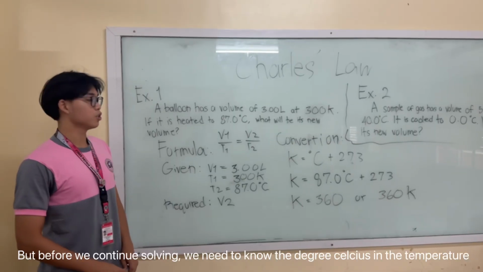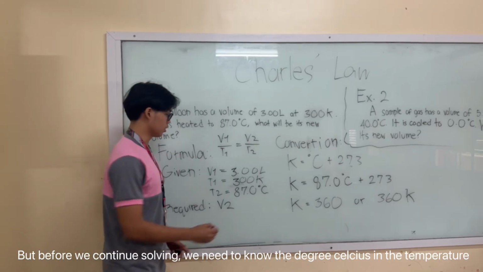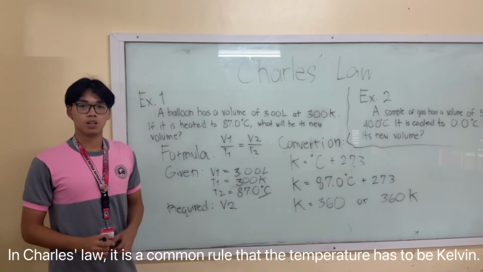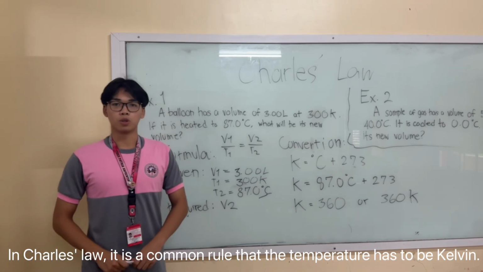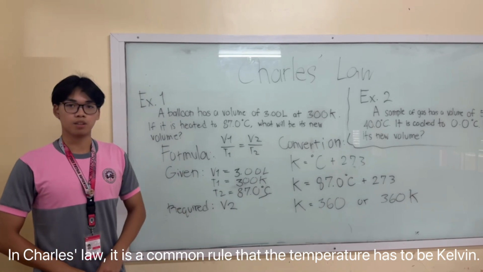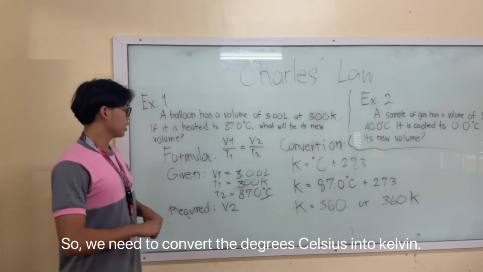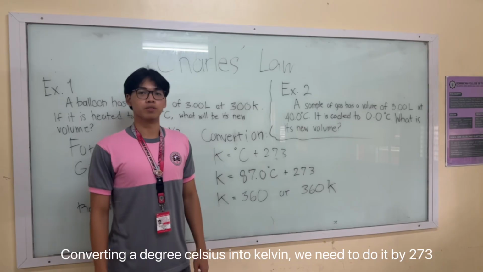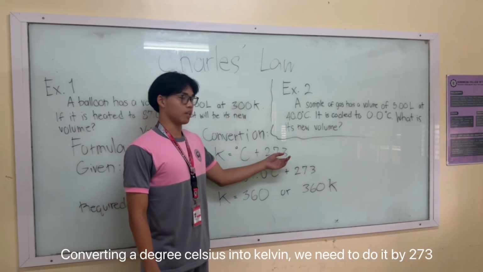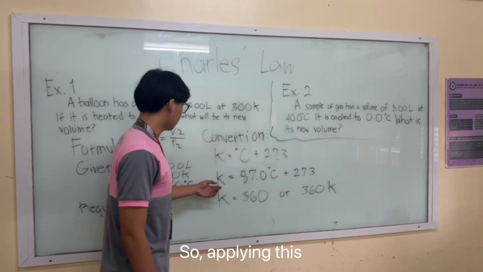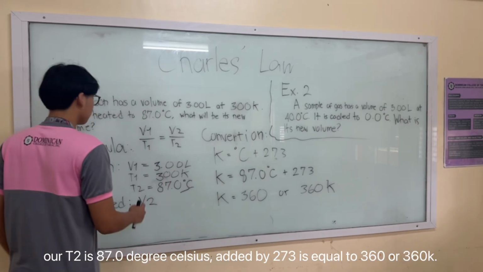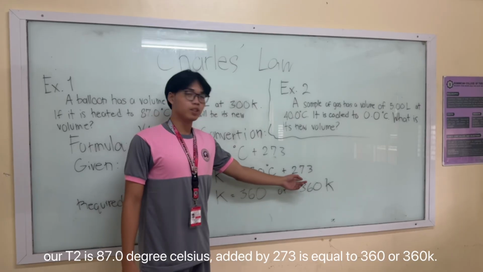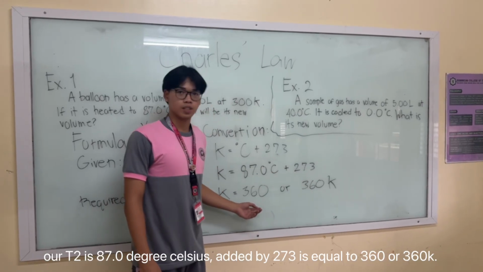But before we continue to solve it, we need to notice the degrees Celsius in the temperature. In Charles' law, it is a common rule that the temperature has to be in Kelvin. So we need to convert degrees Celsius into Kelvin. To convert degrees Celsius into Kelvin, we add 273. So applying this, our T2, which is 87 degrees Celsius, plus 273 is equal to 360 Kelvin.